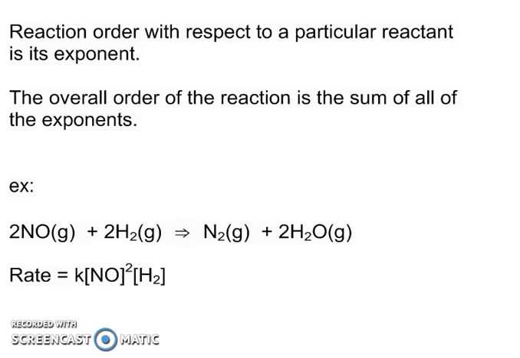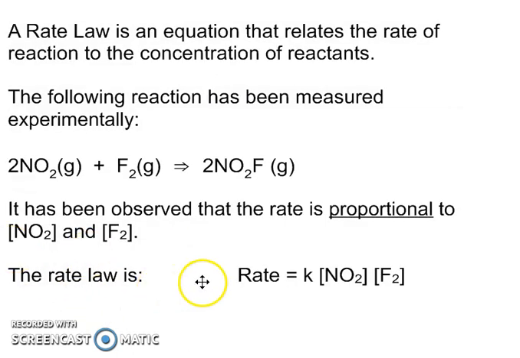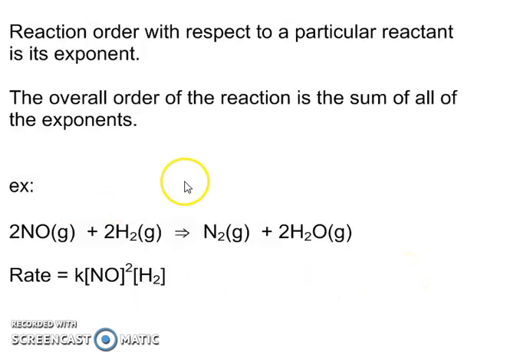So reaction order is essentially what we call that exponent in the rate law. The overall order of the reaction is when you add up all of the exponents. So if we go back to our last slide, we would say that for this reaction, it is first order with respect to NO2, it's first order with respect to F2, and it's second order overall, because 1 plus 1 gives us 2.